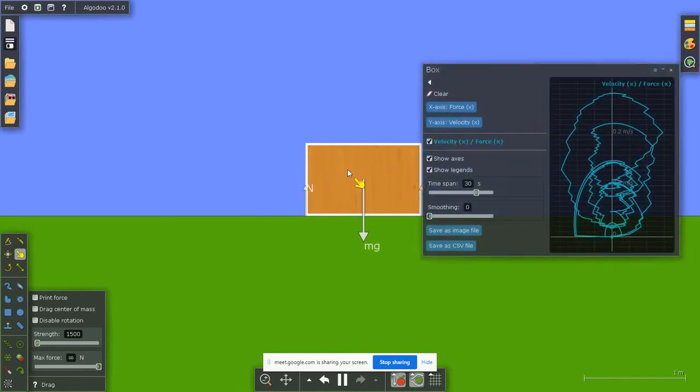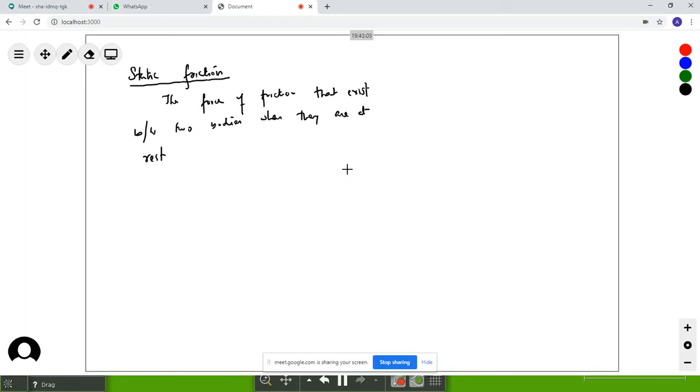So that maximum value of static friction after which the body starts moving is called the limiting friction. Okay? So what do you see? That if a body is at rest, the friction between the two surfaces, what do we call it? FR, we'll call this as what? Static friction. Clear? Yes, sir. We call this static friction.